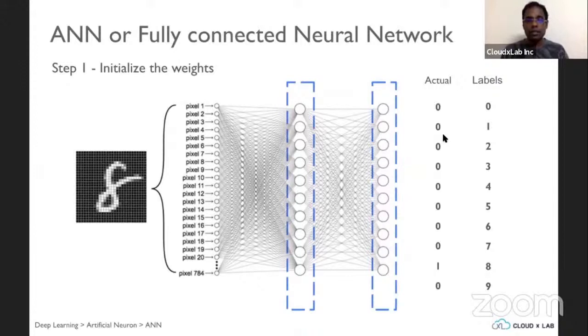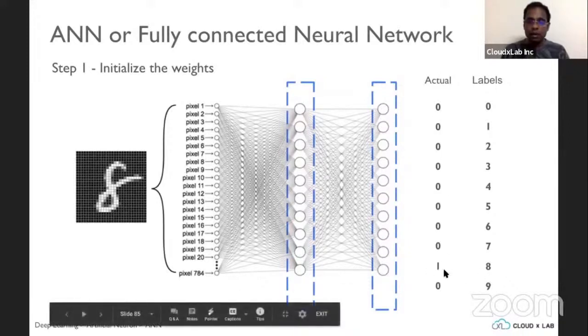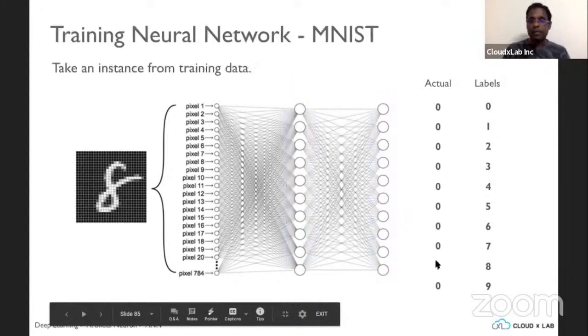So this is the good one. Okay, so for example, in this case, if you have an 8, the actual would be all zeros, and there would be a 1 at the point corresponding to the 8. So you basically get a 0 or a 1, and that's it. You would have a 1 corresponding to the point where 8 comes in.